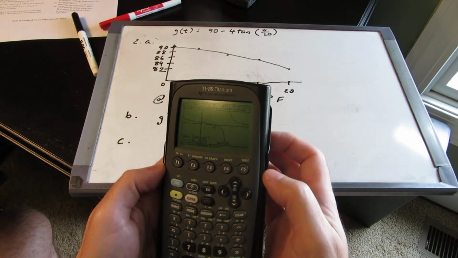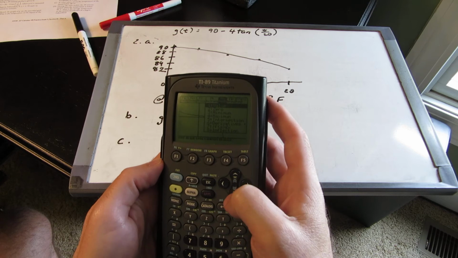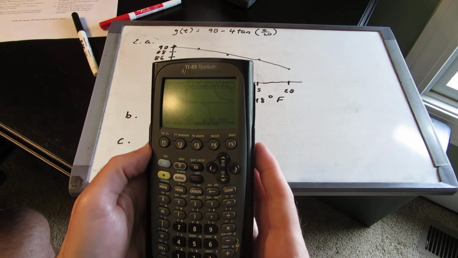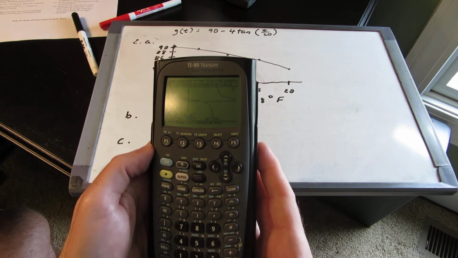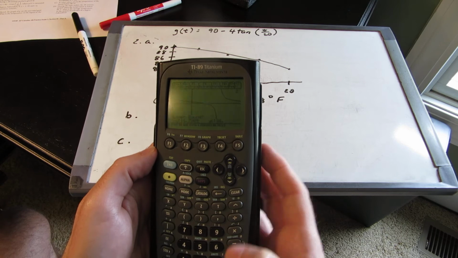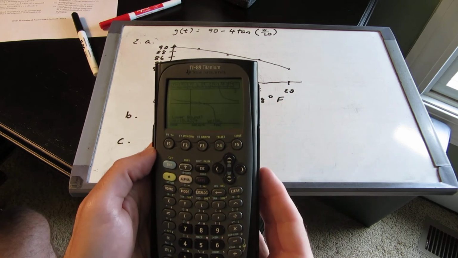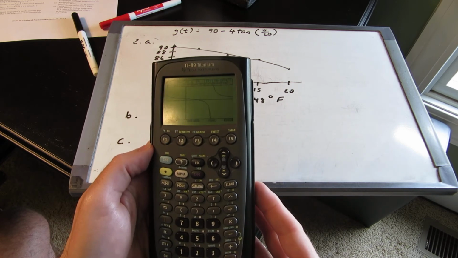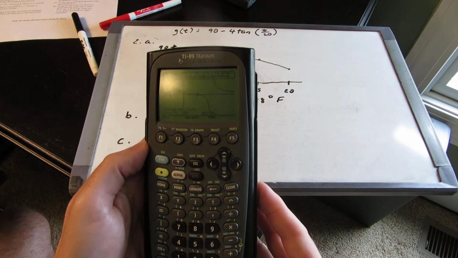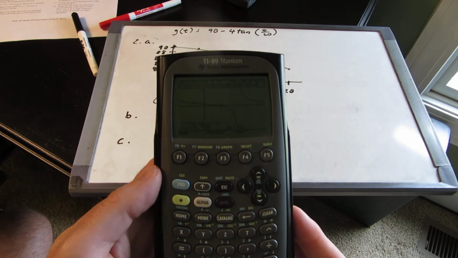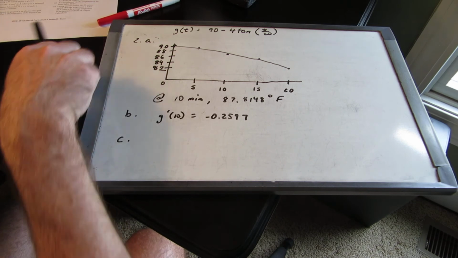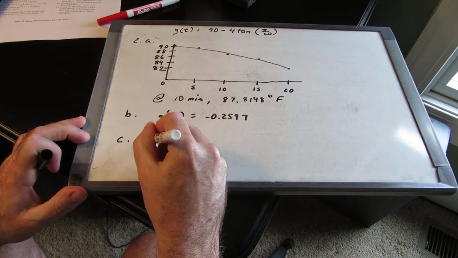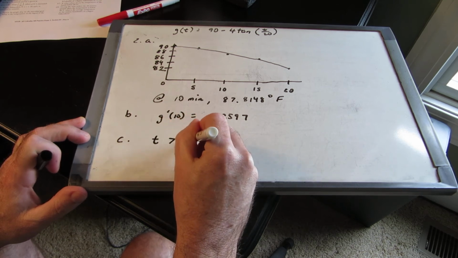So what you do is go to F5 and go down to intersection, which is 5. First curve, just hit enter. Second curve, hit enter. Lower bound, go to the left of the intersection and hit enter. Doesn't matter where. Upper bound, go to the right of the intersection and hit enter. And it'll tell you they intersect at 15.708. So at what values is the temperature of the liquid below 86? When t is greater than 15.708.